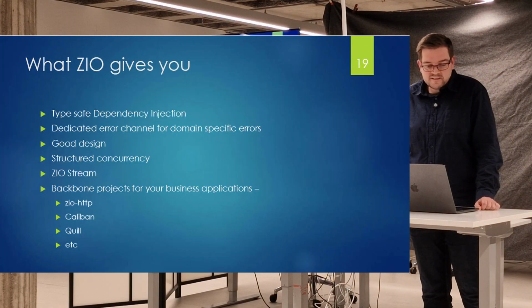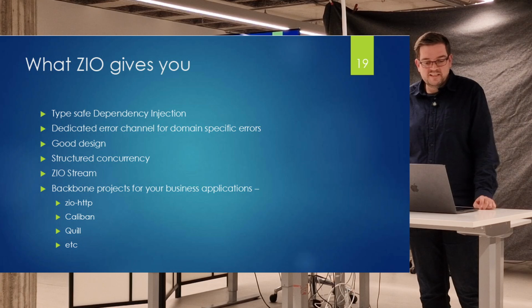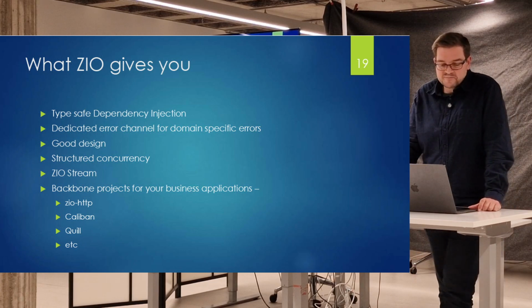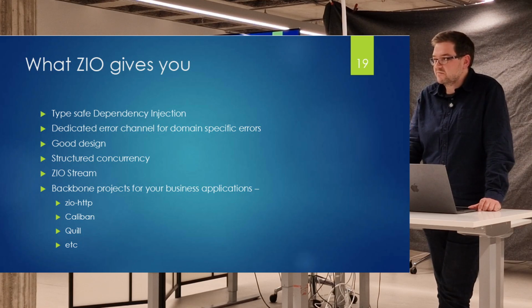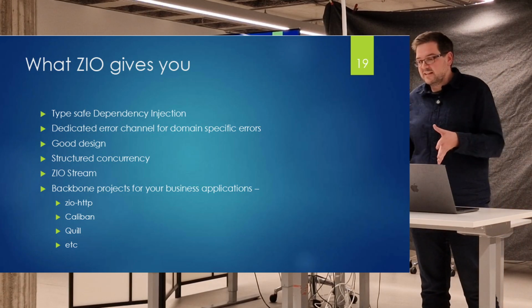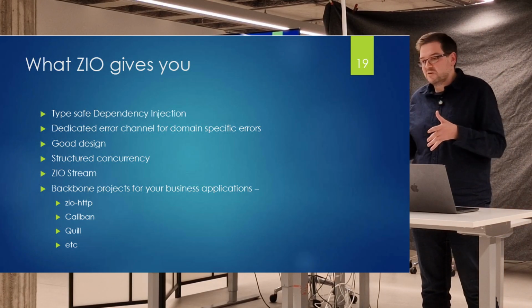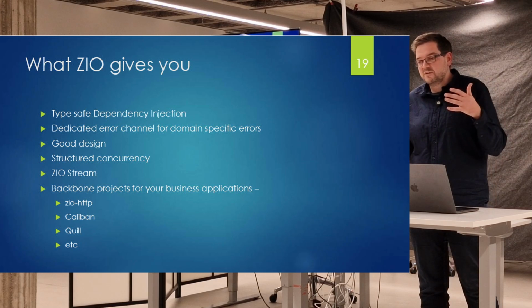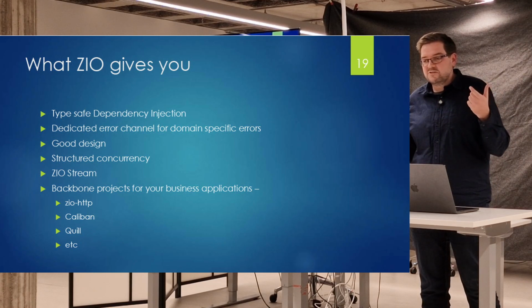And in summary, after 19 minutes, what ZIO gives you: you get type-safe dependency injection, you get a dedicated error channel for your domain-specific errors, and you get good design because of those two. You get structured concurrency, which I didn't talk about because I'm not really sure what it is yet. I kind of like the idea of being able to spawn fibers and let them terminate or interrupt them, or let them terminate if they have a parent-child relationship. If the parent is terminated, the children are terminated.